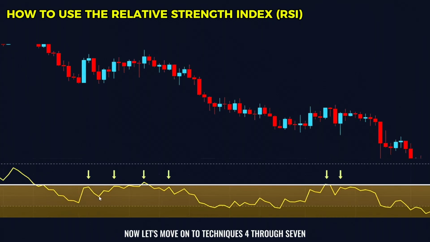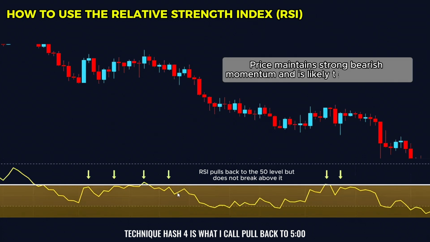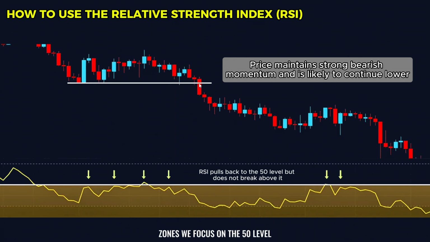Now let's move on to techniques 4 through 7. These are methods of using RSI that you may not have seen before. Let's take a look at them. Technique #4 is what I call pullback to 50. The idea is simple. Instead of focusing on the overbought and oversold zones, we focus on the 50 level.